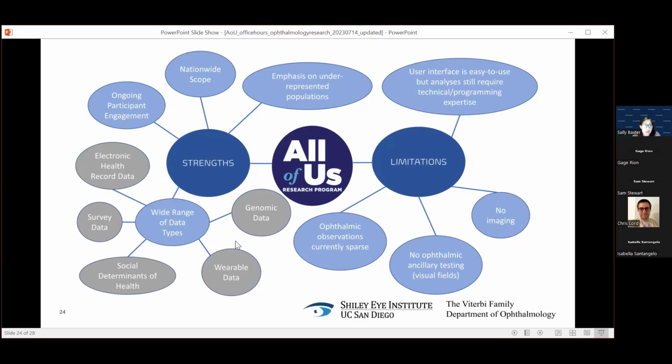I think this is a fantastic way to connect those different areas in ways that you're not able to in a lot of other data sources. Now, in terms of limitations, and this segues into where I see perhaps future improvements. One is that the user interface is easy to use, but the analyses still require some technical or programming expertise. It's basically a Jupyter notebook environment, and there are R notebooks and Python notebooks.